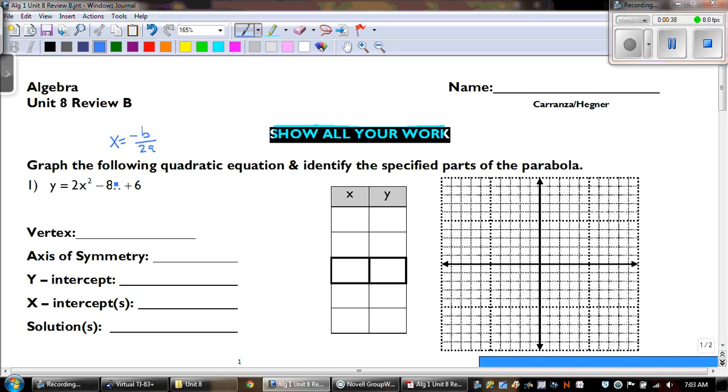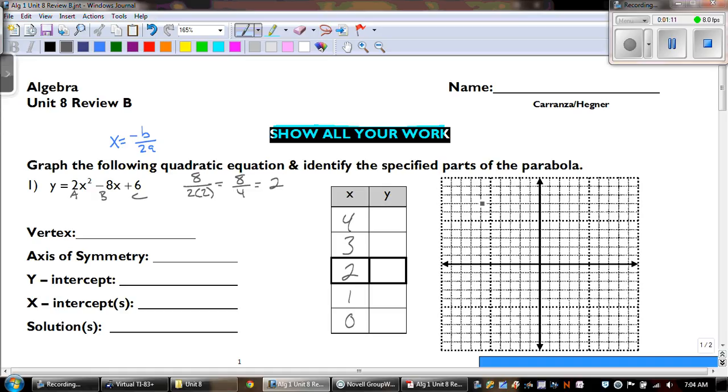Okay, so b is right there. The opposite of that, opposite of negative 8 would be positive 8 over 2 times 2, because this is our a. Remember, it goes a, b, c. So on the bottom, 2 times 2 is 4, and then 8 divided by 4 is 2, which tells me that 2 goes in the middle, and then I go 2 numbers below and 2 numbers above.